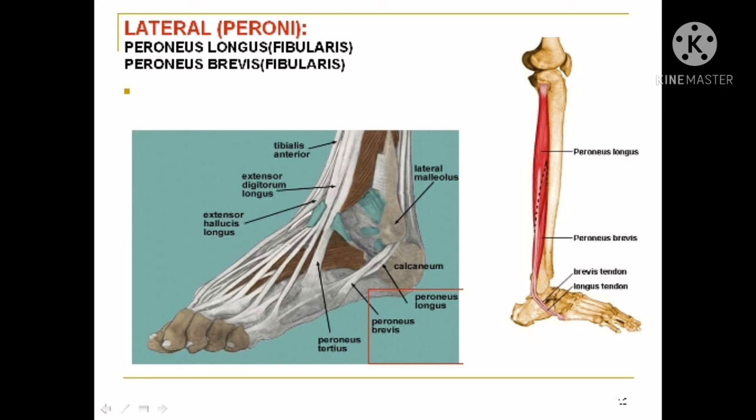The lateral group contains two muscles, the Peroneus longus or the fibularis longus and the Peroneus brevis or the fibularis brevis muscle. These are also called the Peronei. As shown in the diagram on the right side, the muscles are arising from above and their tendons go behind the lateral malleolus and insert upon the bones of the foot.